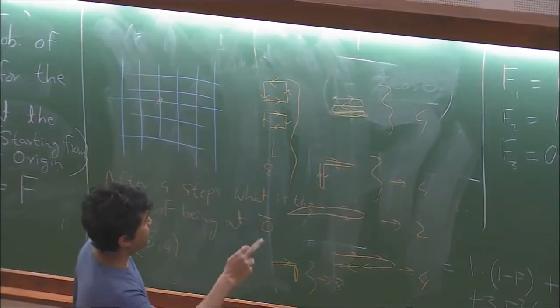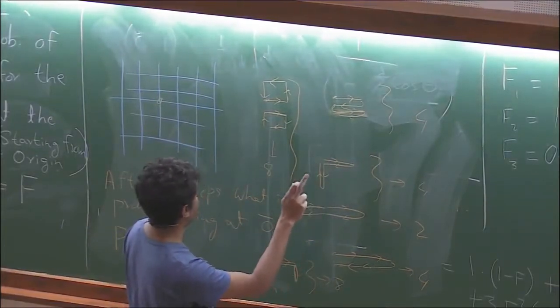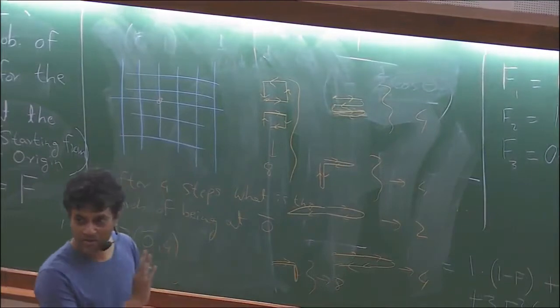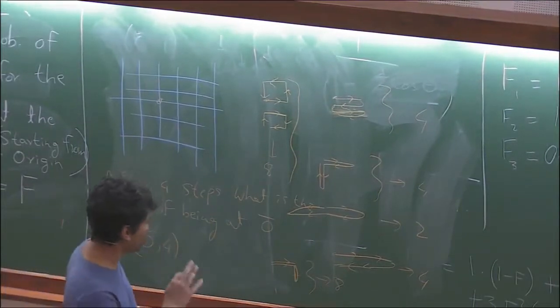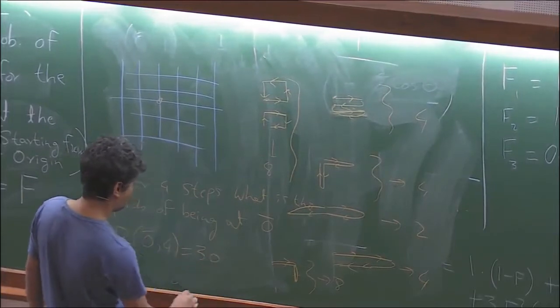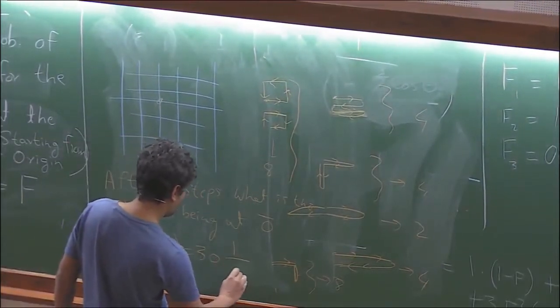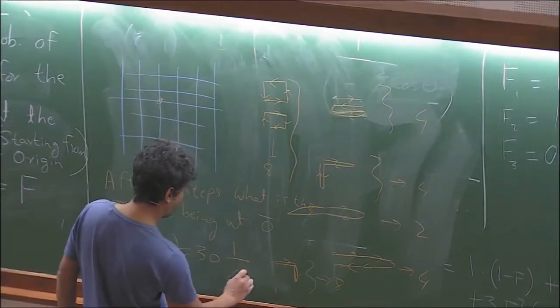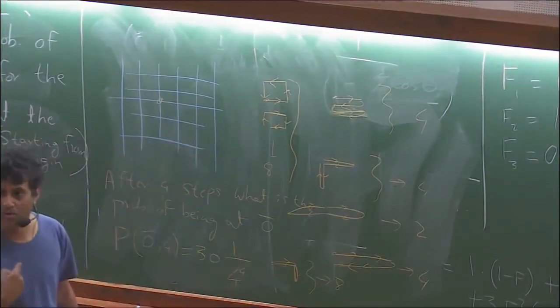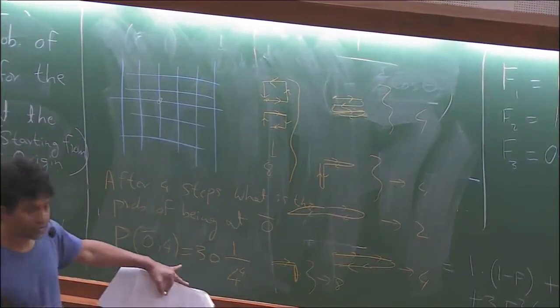Okay, so 8 for 12, 13, 14, 14 for 18, 22, 30, 30. Maybe we might have missed something. Okay, so that's not important. If you work it out, you can, but let's assume it's 30. And then what's the probability? 1 by 4 to the power 4, right? Because each path probability is 1 by 4 to the power 4. So 1 by 4 to the 4 and 30.